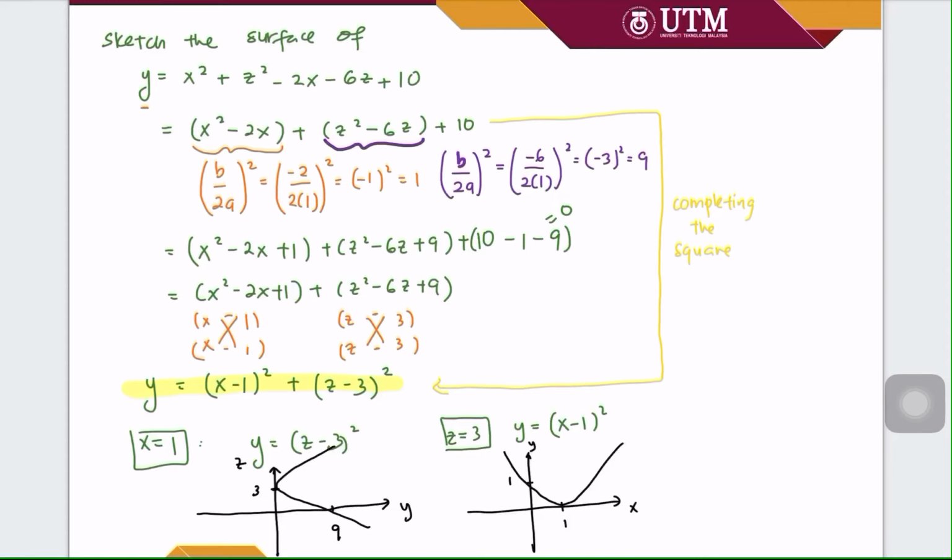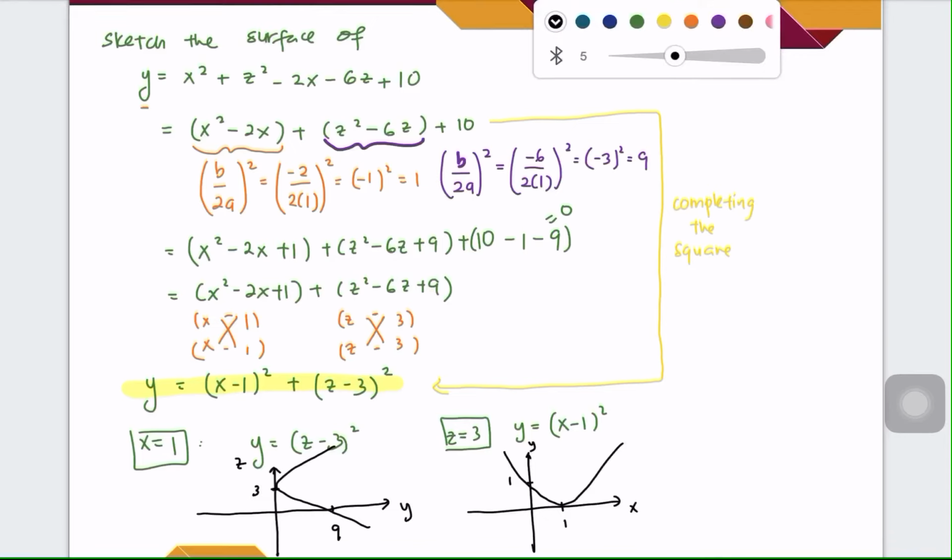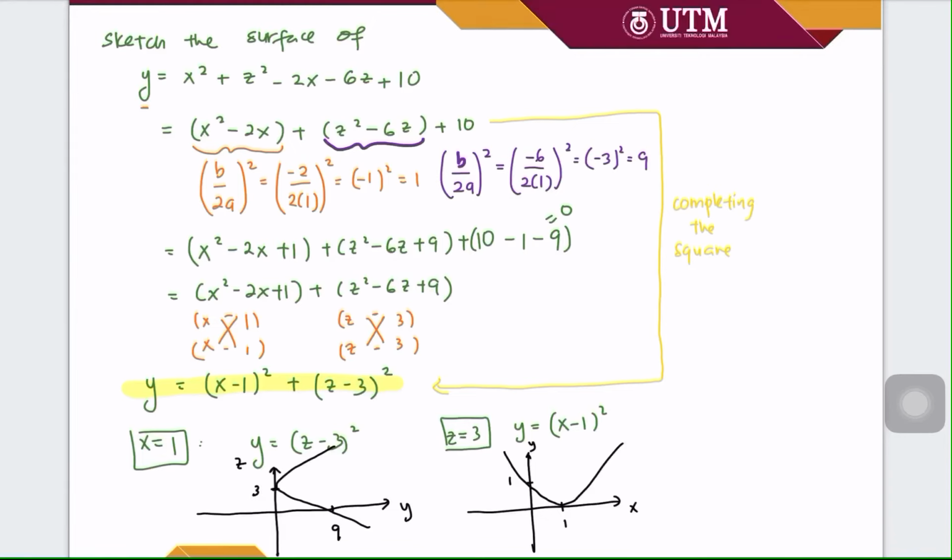Now for y. Just now we already have x equal to 1, z equal to 3. Now y equal to 0. For y equal to 0, this is the last trace. So you will have x minus 1 squared plus z minus 3 squared equal to 0. You know that this is a circle.